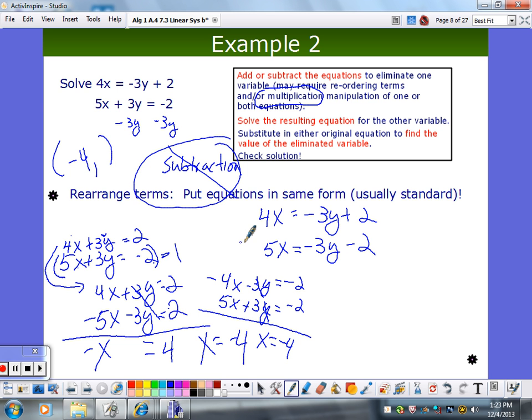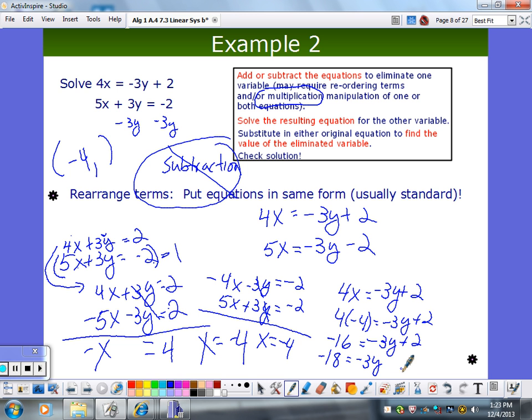Once I have that, what do I do to get the y value? Plug it in. Pick one of the equations. And I go back to the originals, just in case I messed something up, which happens to all of us at one time or another. So I'm just working through this. I'm going to subtract 2 from both sides. So what's y going to be? Divide both sides by negative 3. 6.